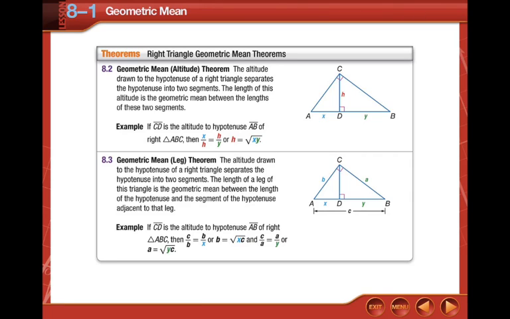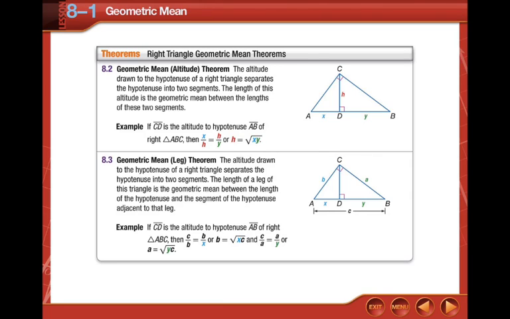For the geometric mean leg theorem, the altitude drawn to the hypotenuse of a right triangle separates the hypotenuse into two segments, same first sentence. The length of the leg of this triangle is the geometric mean between the length of the hypotenuse and the segment of the hypotenuse adjacent to that leg.